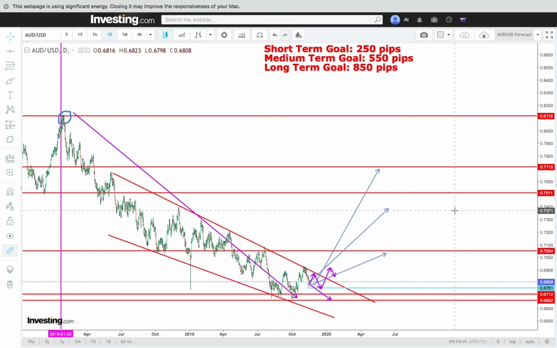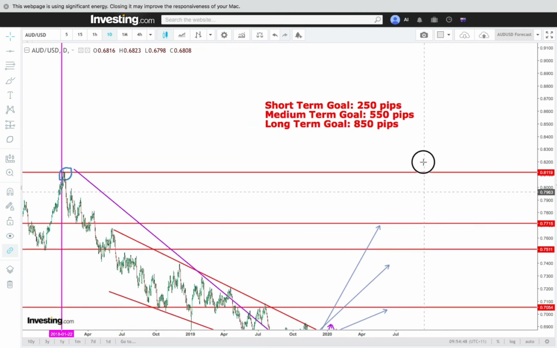Okay, so that's the Australian and US dollar prediction for the next 1 to 2 years.